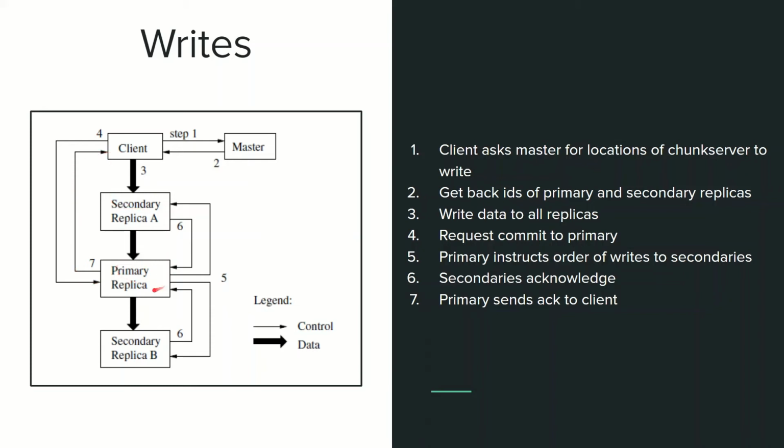The primary will commit the written data, and then the primary orders writes to the secondaries, and this is done in a serial order that is decided by the primary replica. Once the secondaries have committed the data, they acknowledge the primary, and primary in turn acknowledges the client about the successful write of the data. So here we can see that this is the control flow and data flow, and the control flow is only between the master and the client, and the data flow is only between the chunk servers.